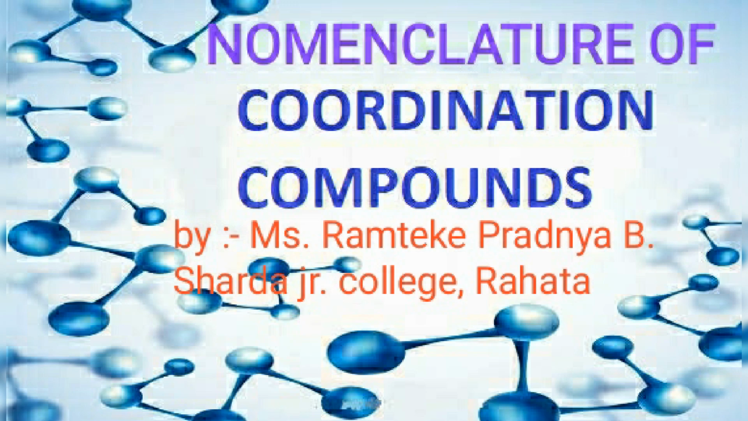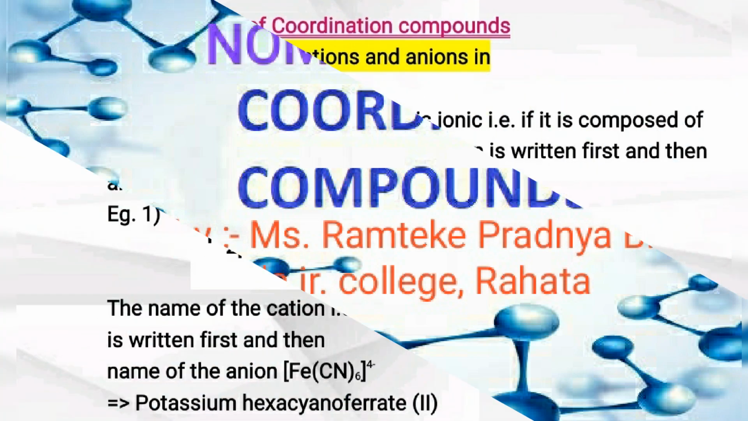In the last video we studied coordination compounds, their basic terms, and some examples regarding the primary and secondary valency of coordination compounds. Now in this video we will study the nomenclature system of coordination compounds, meaning how to name a coordination compound. Here some main points are present, so we will explain them one by one.